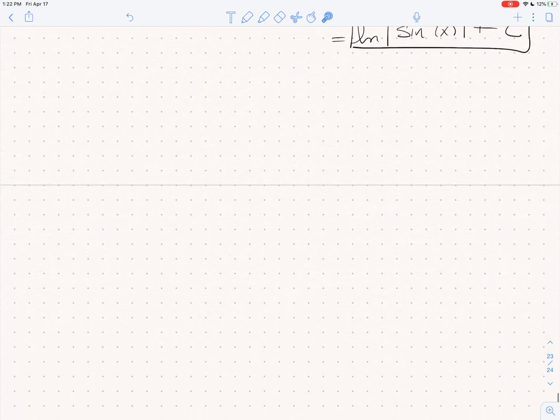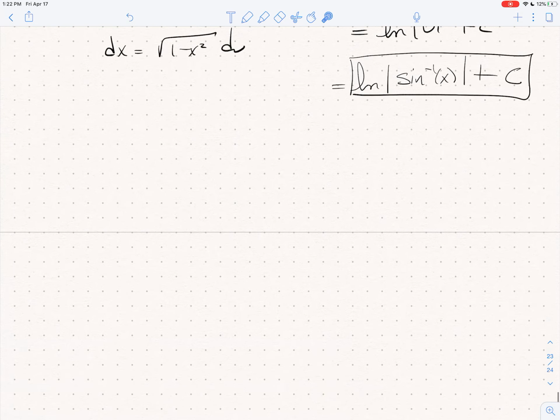Let's do another example or two. I don't want to do too many, but I think lots of examples with U substitution tends to help a little bit. So pause the video when I get this written down and have a look at this one and see if you can work it out yourself.